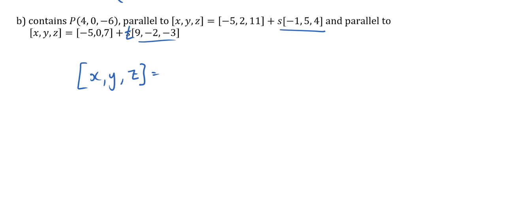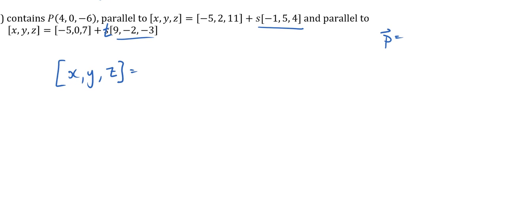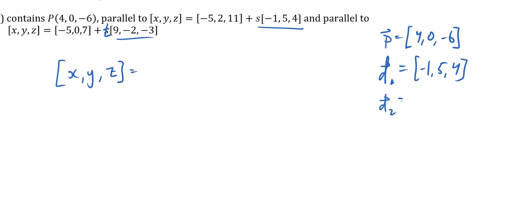So I can use my point for my position vector for the vector equation of the plane as 4, 0, negative 6, the point that's in the plane, and direction vector 1 and direction vector 2, and then just write the equation.